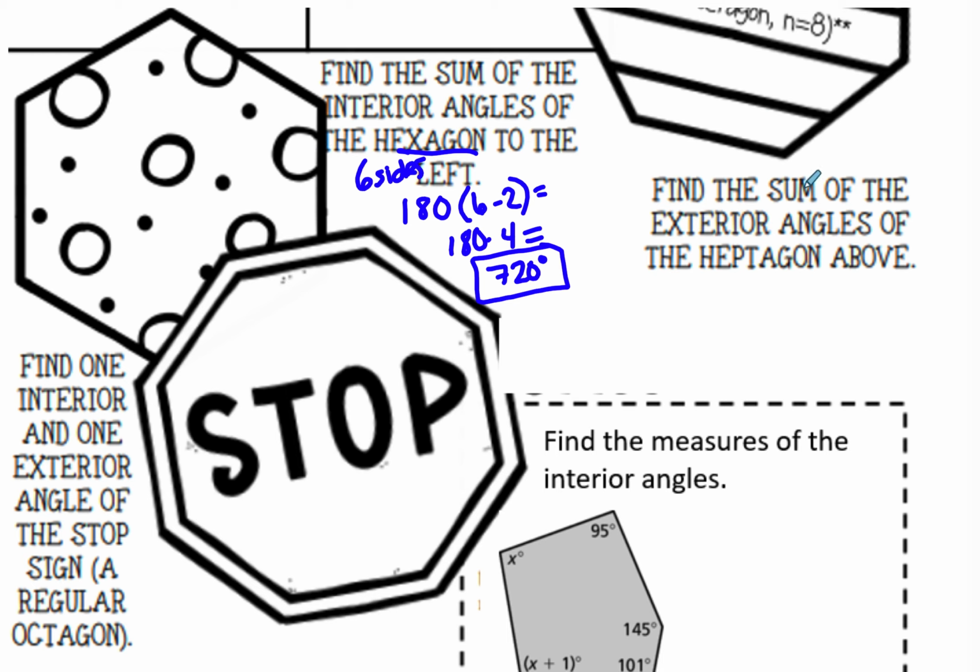Here it says find the sum of the exterior angles of the heptagon above. Well, that's going to be 360 degrees. The sum of the exterior angles of any shape is going to equal 360 degrees. Heptagon here means 7 sides.